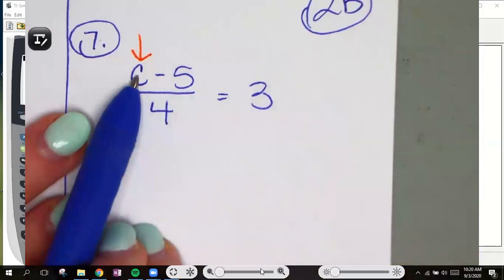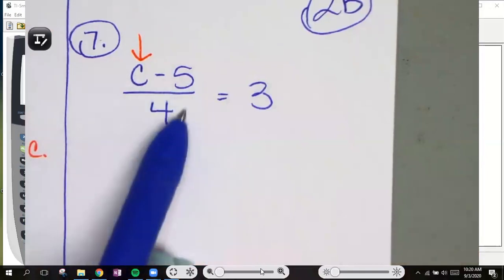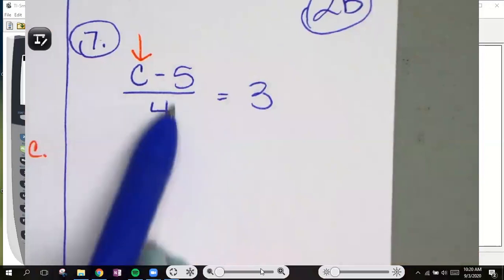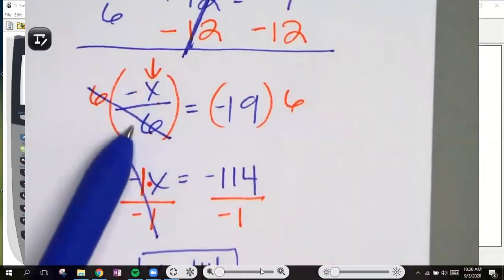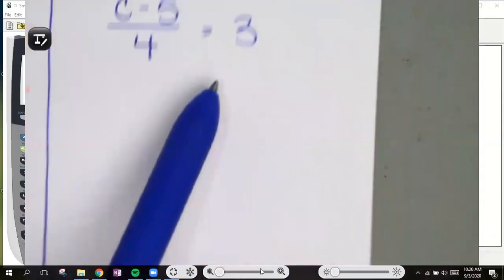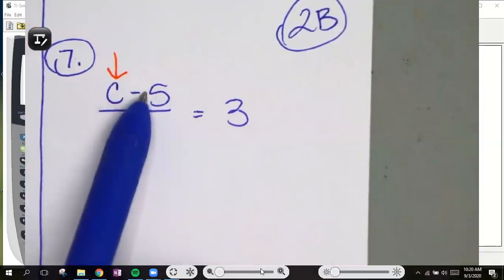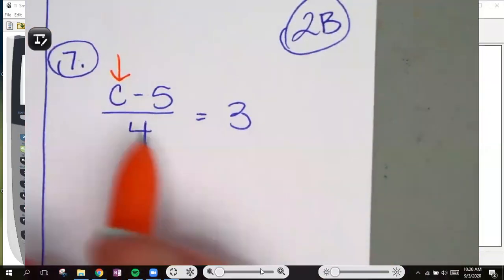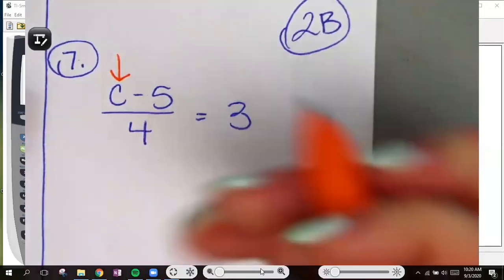We start with the term that's farthest away, and in this case, the term that's farthest away on the same side is the divided by 4. Usually the divided by, like down here, is combined with your x. But this one, I want to get rid of this divided by 4 before I deal with anything else. So if I want to move that divided by 4, I multiply by 4.